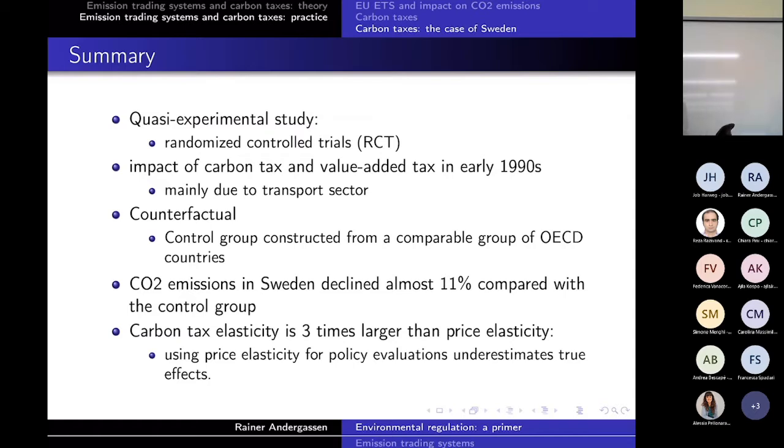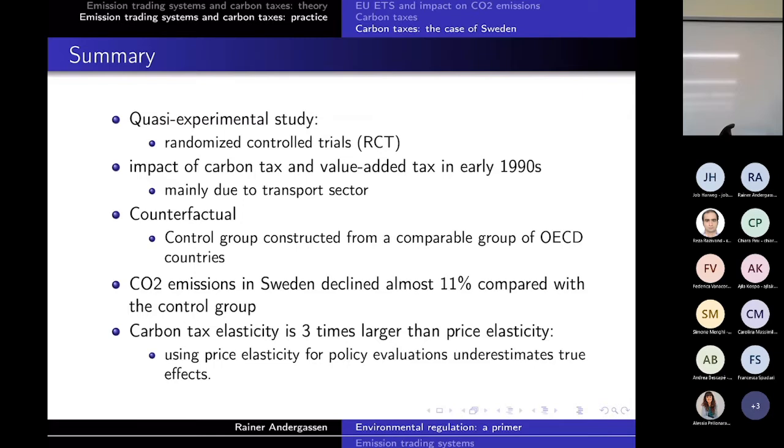Okay, and what the authors show is that this is not true. This is quite a general finding. There are many other papers that show the same: that the tax elasticity, in this case in particular the carbon tax elasticity, is much larger than the price elasticity. This is a behavioral response, meaning that taxation has a much stronger impact than a price change.